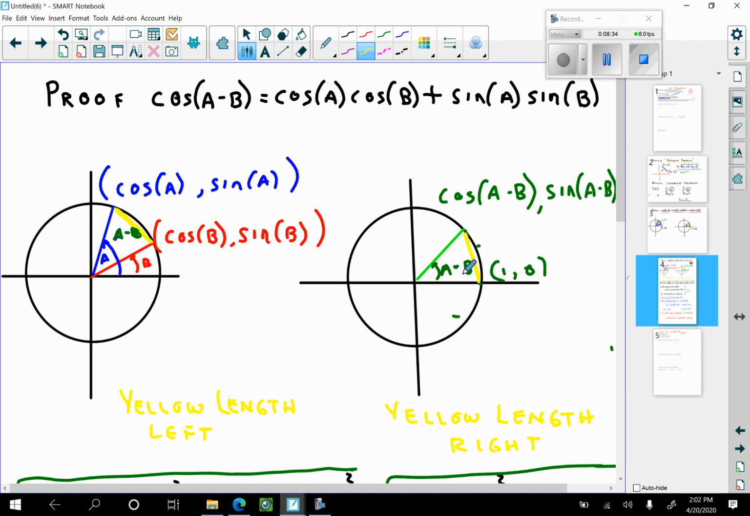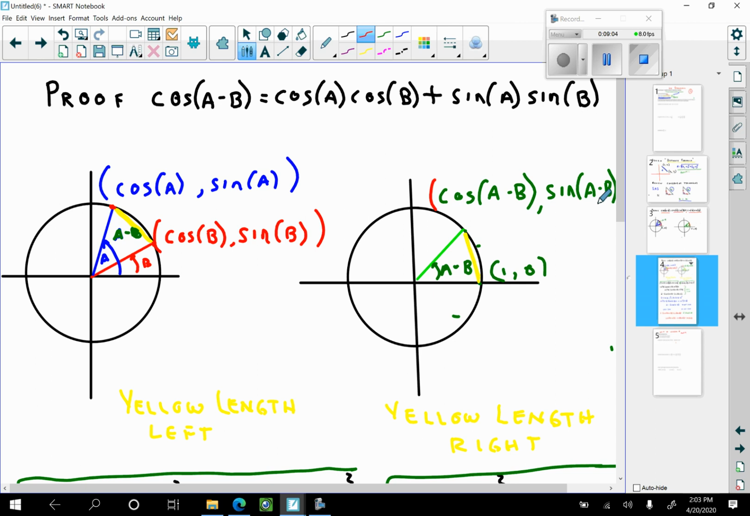What is this point? That point is cosine of B, sine of B. We know that because of unit circle trigonometry. What is that point right there? That point is cosine of A, sine of A. If this angle is A minus B, this point is going to be cosine of A minus B, sine of A minus B.